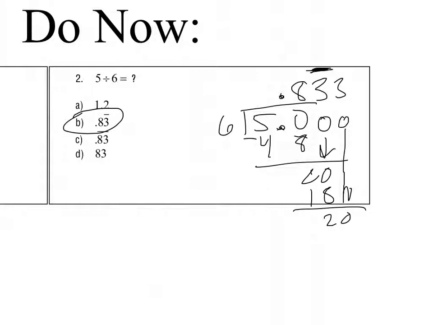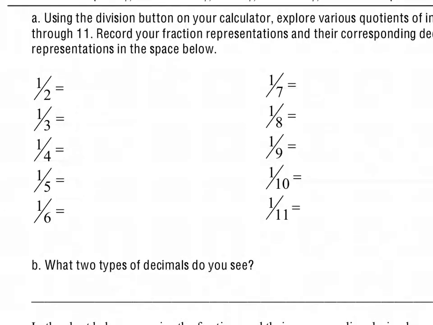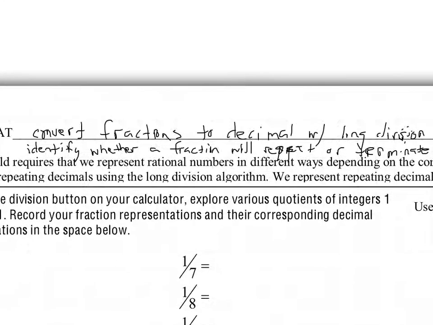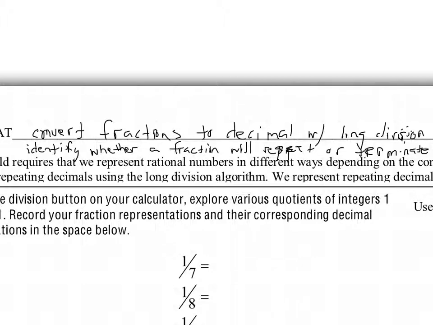Alright, let's flip on over and write down our aim for today. Today's aim: Kipsters will be able to convert fractions to decimals with long division and identify whether a fraction will repeat or terminate as a decimal. So we actually have 2 aims today. We're going to be focusing on that first part first, thinking about repeating and terminating decimals.